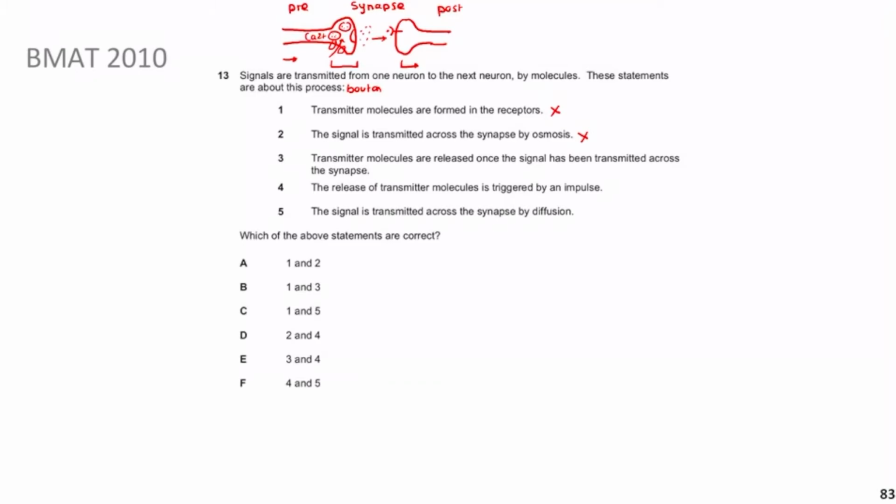It's not you transmit and then you release. So the order is wrong there. So then hopefully, guys, you can see all the answers have two options. So 4 and 5 have to be correct. But let's just make sure.